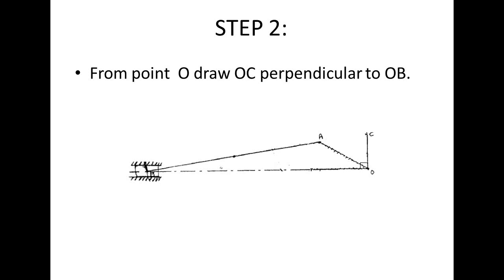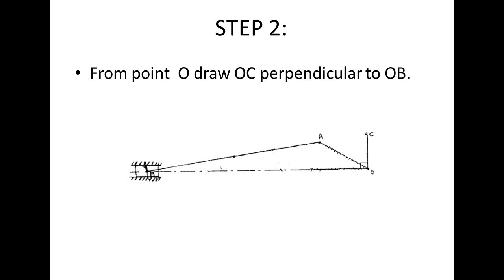After drawing this, we have to construct a perpendicular line. Step number 2: from the point O, that is the fixed point, we have to draw line OC which is perpendicular to OB. The length of the line can be anything. You just draw a perpendicular line OC perpendicular to OB. To the horizontal line, we draw a vertical line at an angle of 90 degrees. That is step number 2.